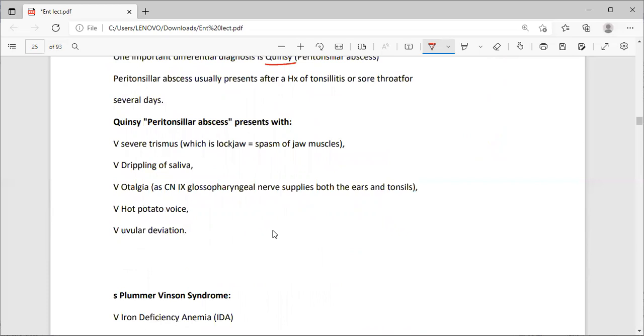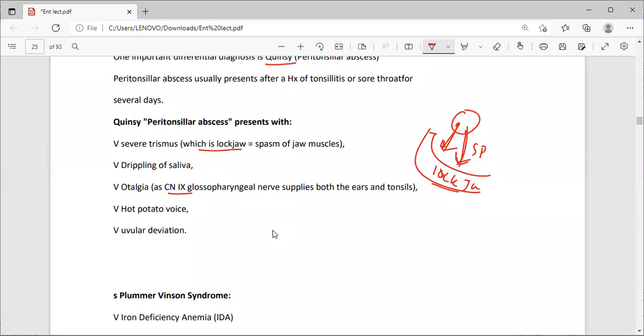Now here is the quinsy. Okay. In quinsy, which is peritonsillar abscess, it presents with a severe trismus, which is lockjaw, spasm of the jaw muscle, dribbling of the saliva. So one thing is for sure, that tonsil leads to lockjaw. Okay, and if it is tonsil cancer, it can spread to mandible. Okay, so mandible is very near to it, and it loves to penetrate there, and it loves to involve the mandible as well. Dribbling of saliva, otalgia, cranial nerve 9, glossopharyngeal nerve supplies both ears and tonsils.